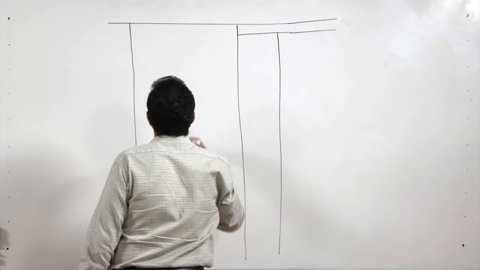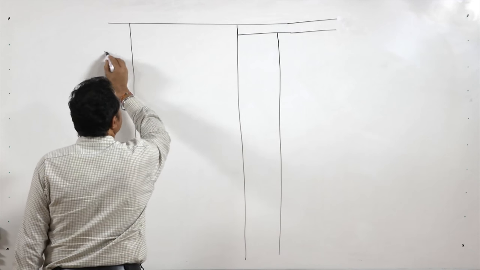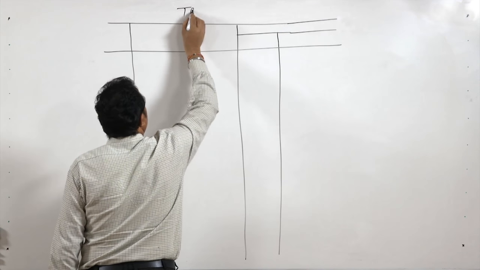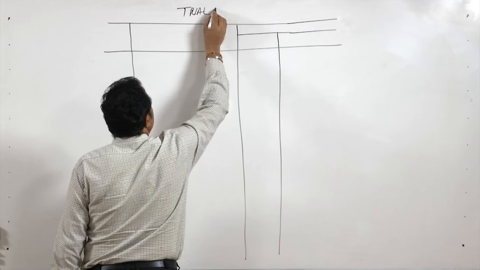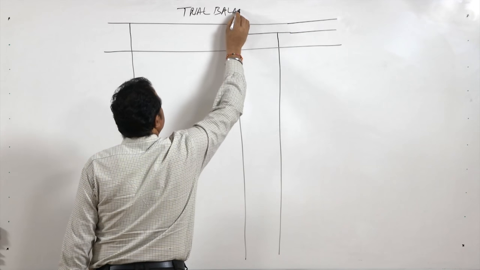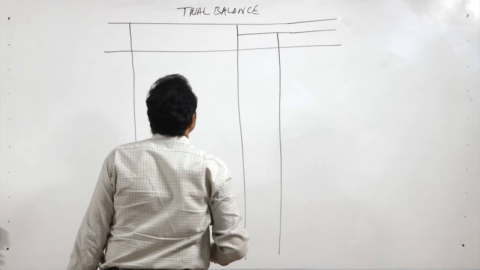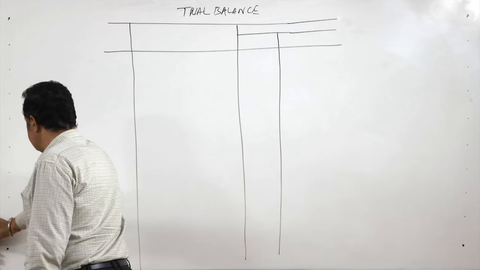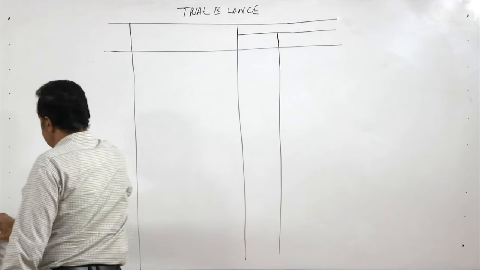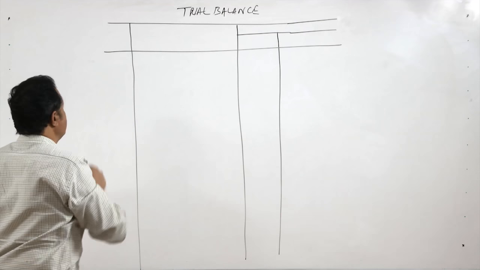Here, this is called the trial balance, T-R-I-A-L balance, B-A-L-A-N-C-E. This is the trial balance. So we will be preparing this intervening statement.